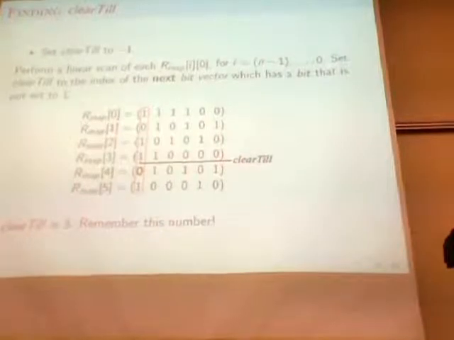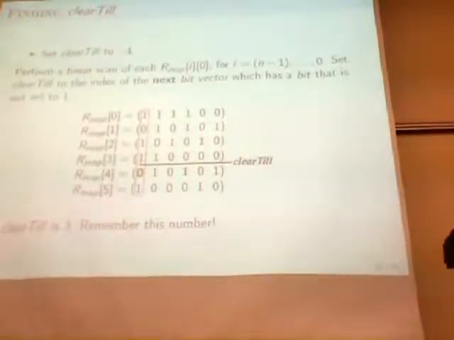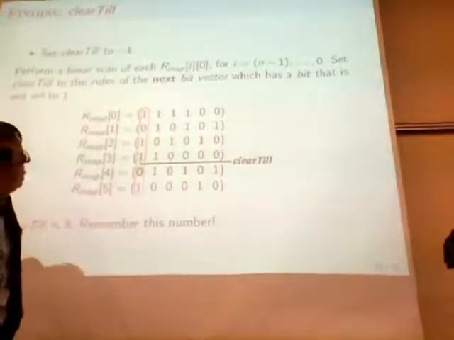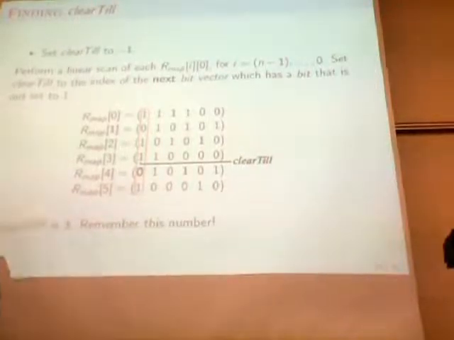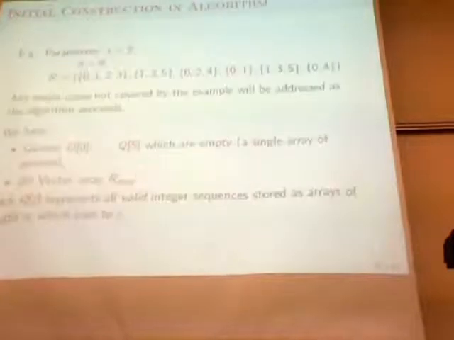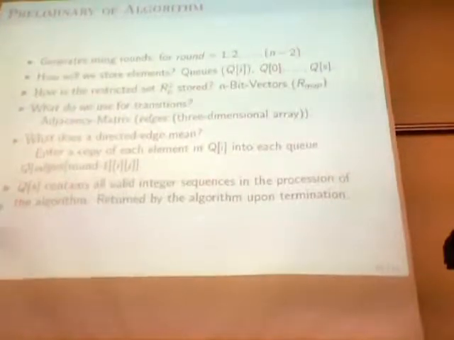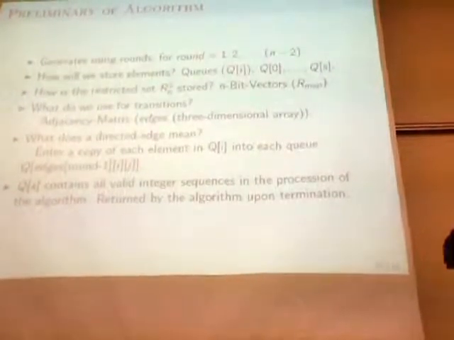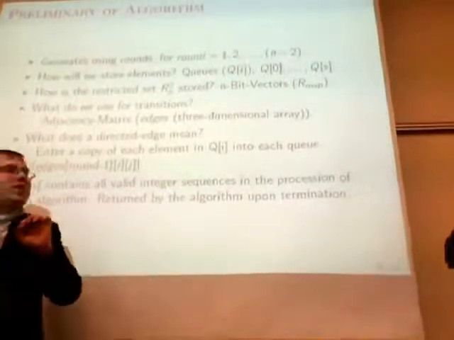We have this other variable that's kicking around called clear till. Now, oftentimes this is the one that tends to confuse some people, so listen very carefully about this one. I said that Q sub S contains all of the valid integer sequences as we build these. We'll see how we're going to build them.